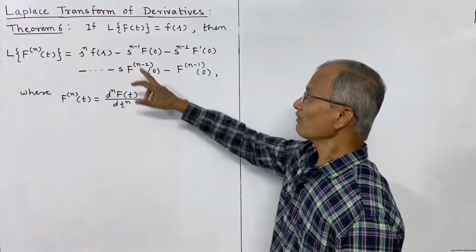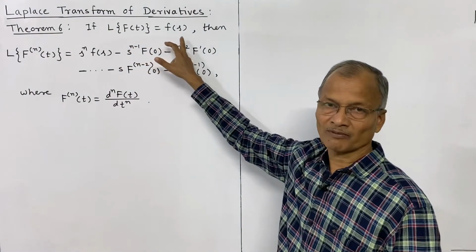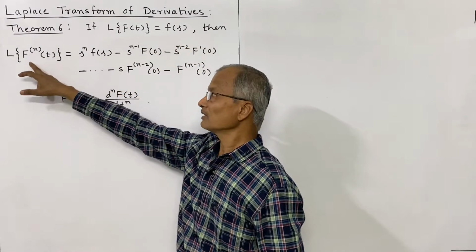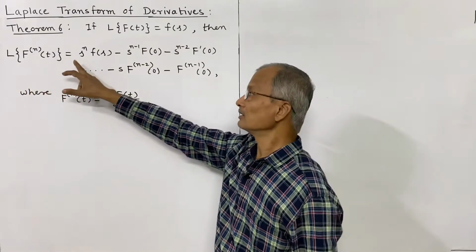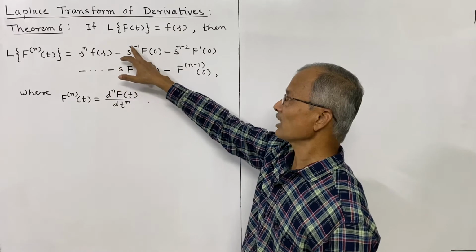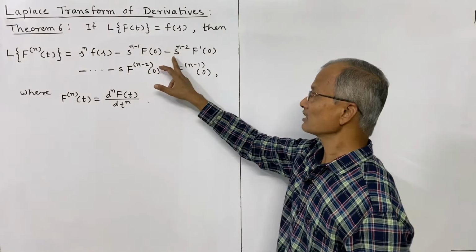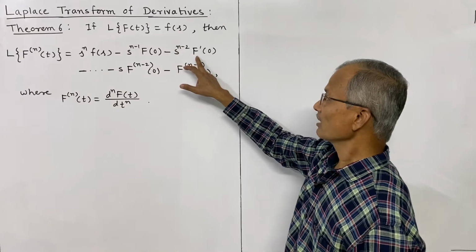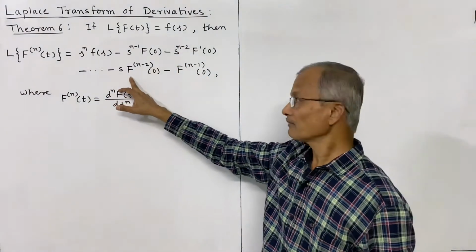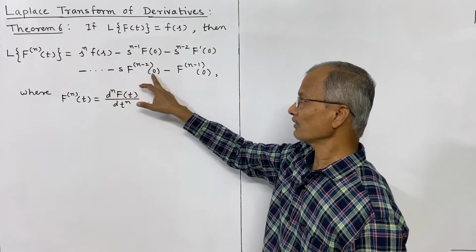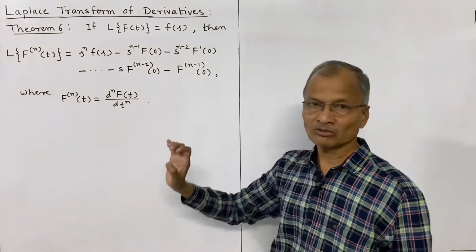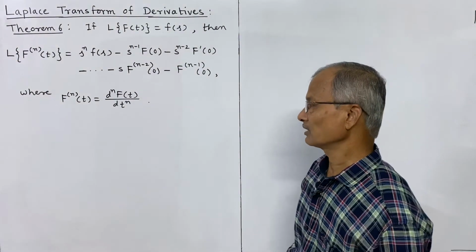If L of f of t is equal to small f of s, this is usual notation, then Laplace transform of nth derivative of f at t is equal to s to the power n f(s) minus s to the n minus 1 f of 0 minus s to the n minus 2 f dash of 0 minus and so on, minus s f, this is n minus second derivative of f at 0, minus n minus first derivative of f at 0. Here we should note the notation for the derivative.